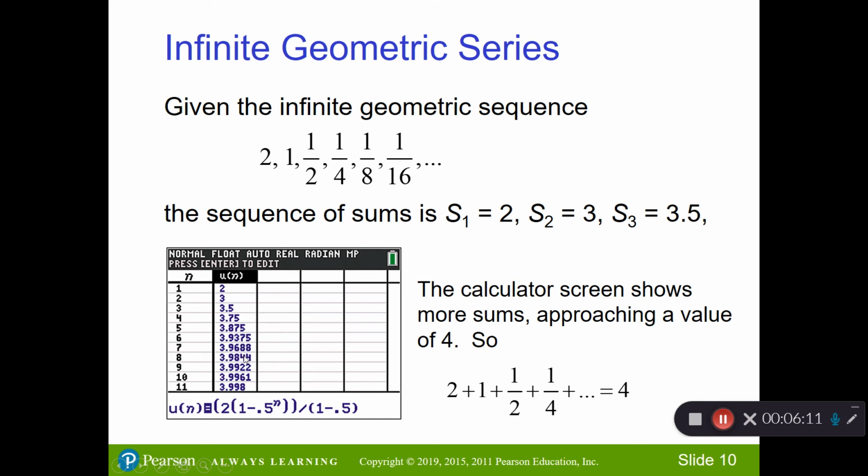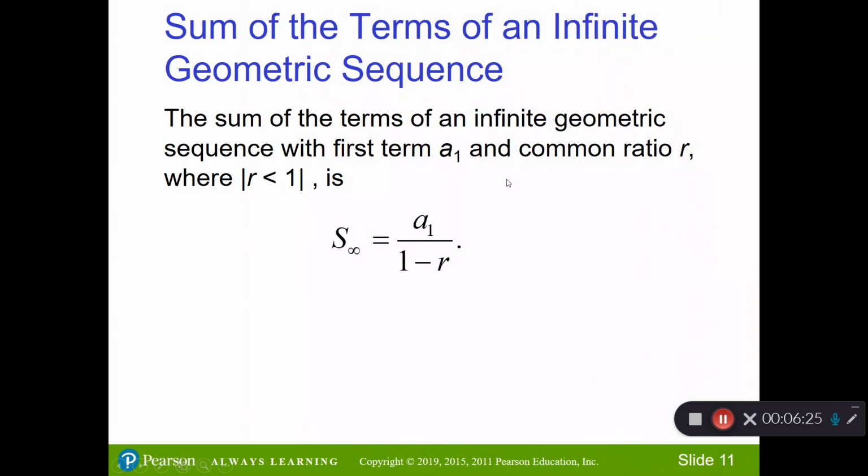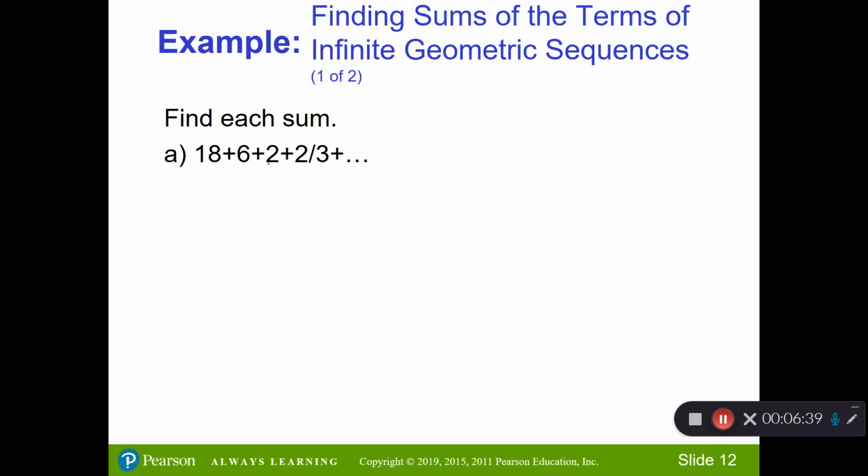And notice the more I add on, the closer this value is getting to 4. But it's not getting past 4 because what I'm adding each time is smaller and smaller and smaller. When the ratio is less than 1, the infinite geometric series is convergent and converges to A1 divided by 1 minus r.